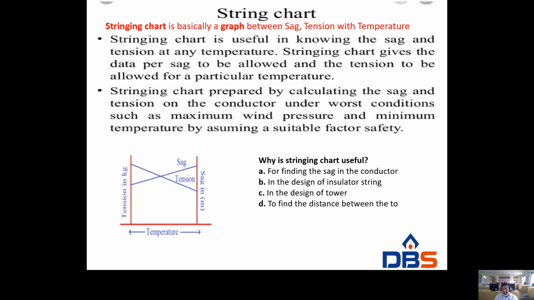It is mainly utilized for calculating the sag values and tension values on a particular conductor under worst conditions, such as maximum wind pressure and minimum temperature, by assuming a suitable factor of safety. The stringing chart is useful first of all to find the sag in the conductor, then the tension, then insulator design and tower design, and also the distance between the two towers.